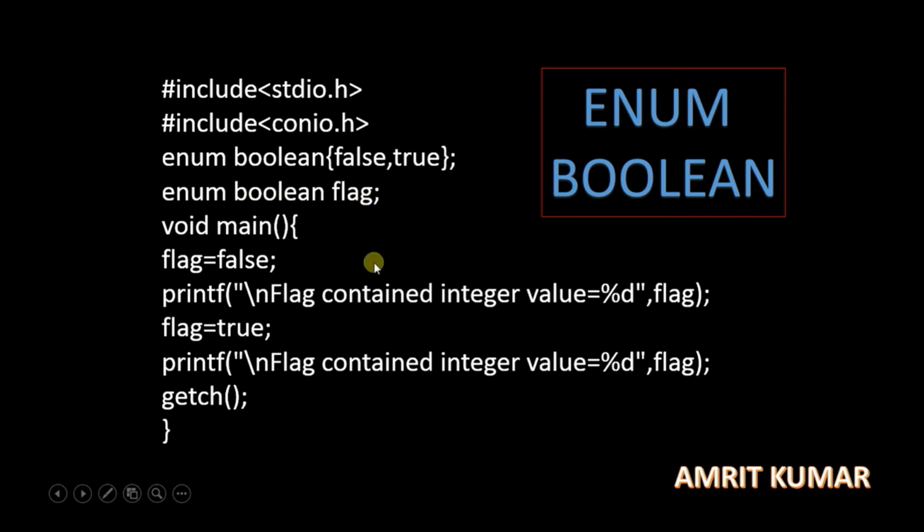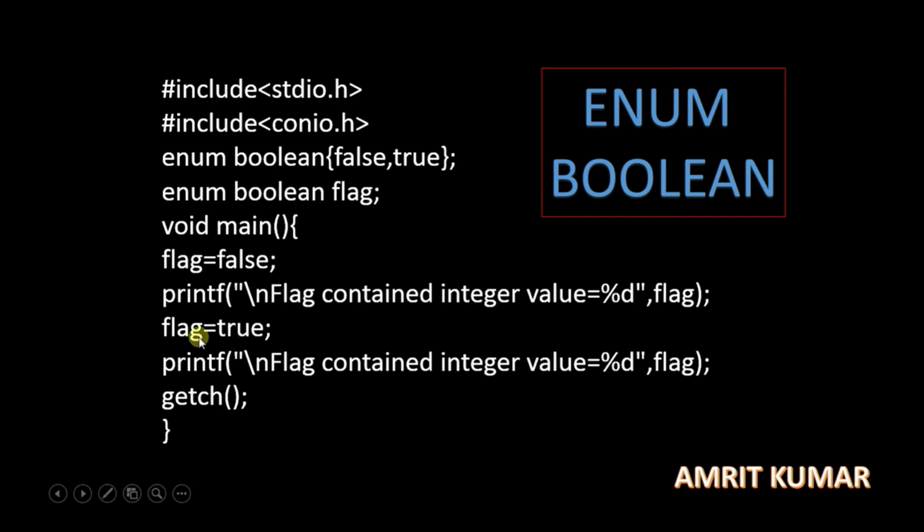Here you can see that after the use of the Boolean, I am opening the main function, and its return type is void. So this main function is not going to return anything. Then in the main function, I am assigning the false value to the flag, and I am printing the flag as an integer value, that is %d. So the flag is going to be printed here.